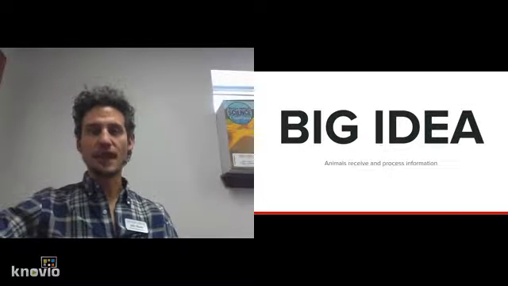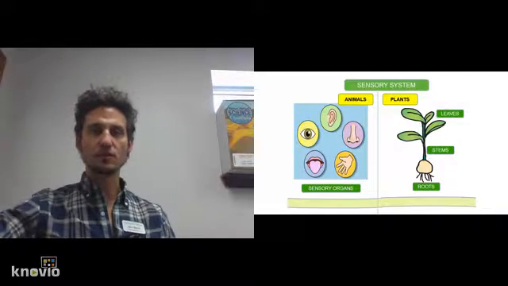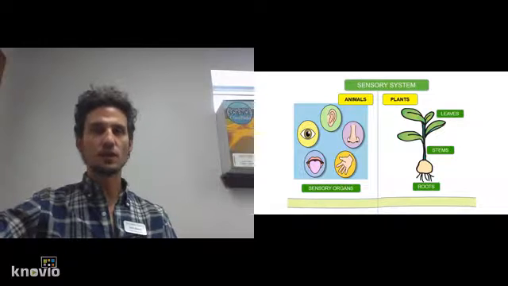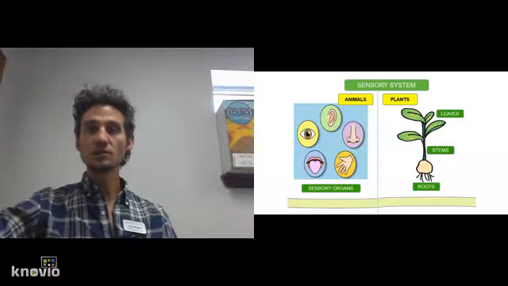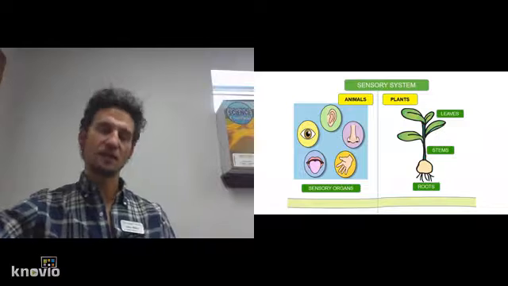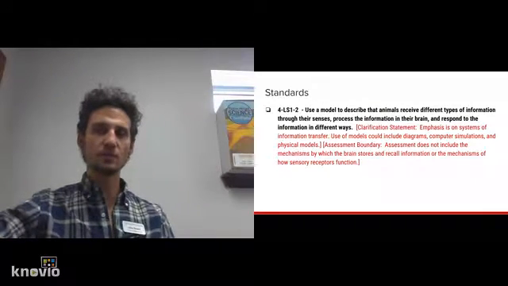The other big idea is that animals receive and process information. So we do that through our senses, through our nerves, and through our brain. Plants also can have those as well, but really the standard is focused on animals.